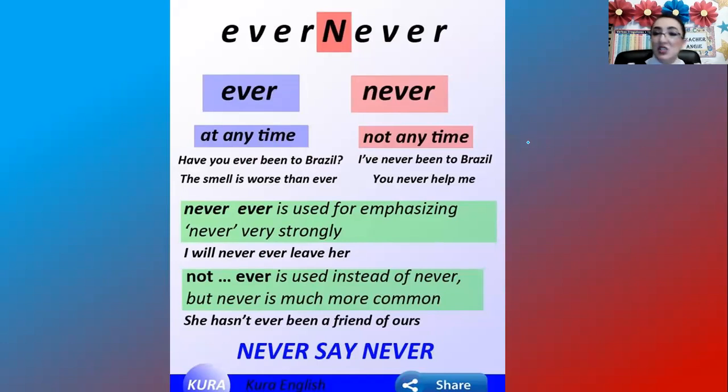So ever is going to be meaning at any time, and never is going to be meaning not any time. Okay, that is going to be one of the principal differences that we are going to be having. Ever, at any time, the time that you want, and never, not any time. Okay, have you ever been to Brazil? ¿Has estado alguna vez en Brasil?